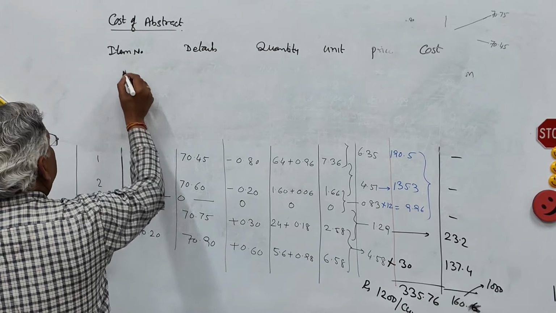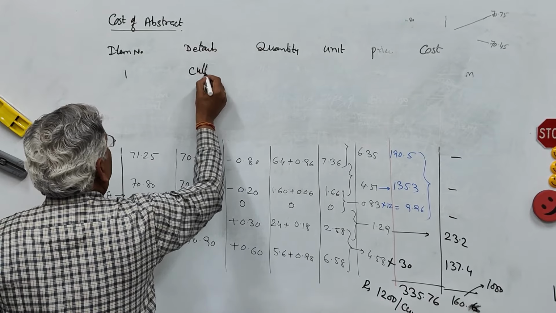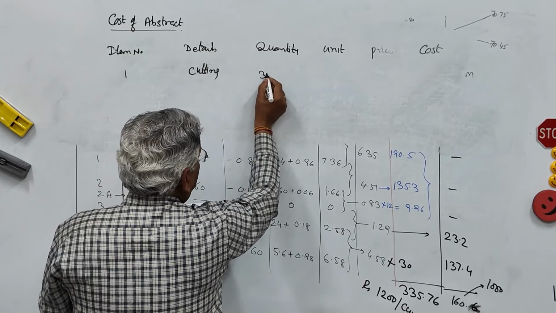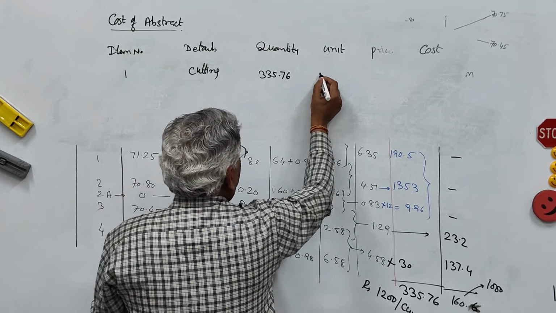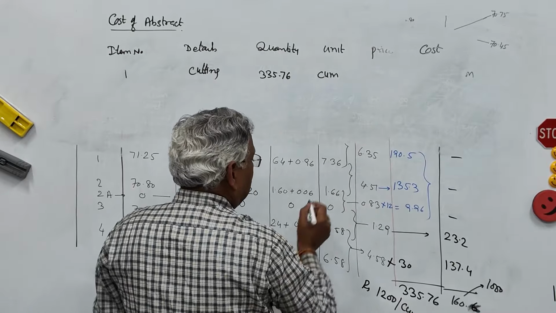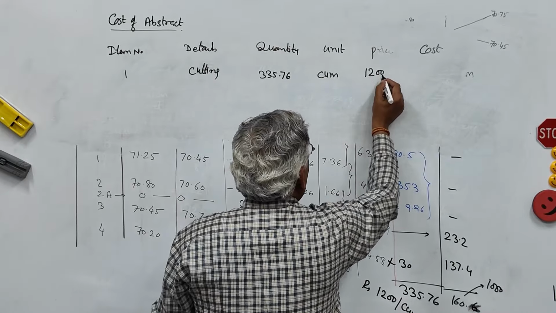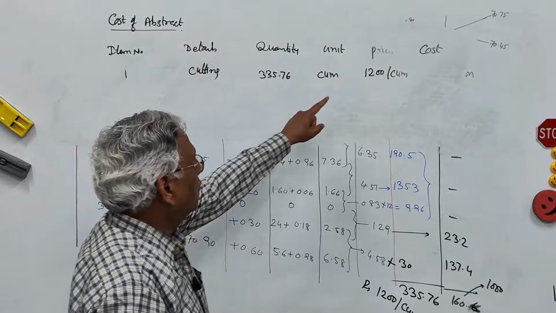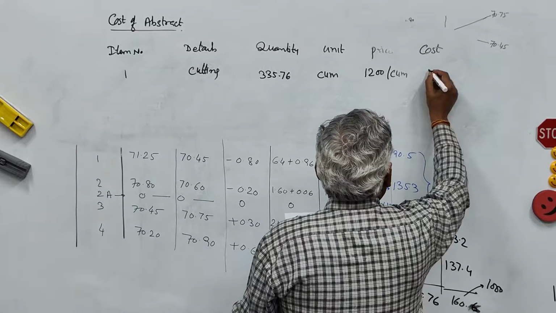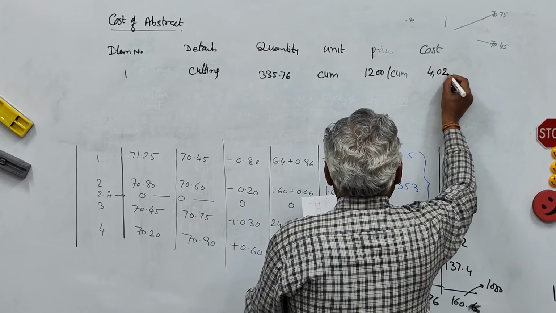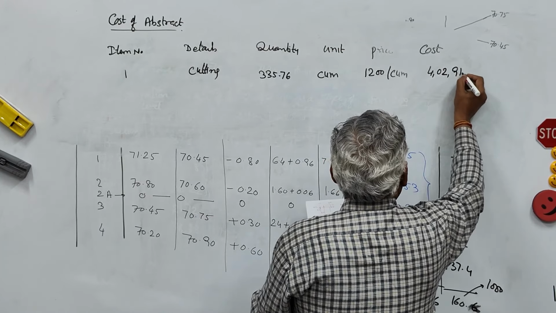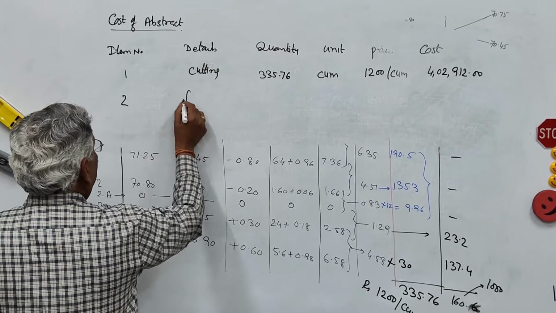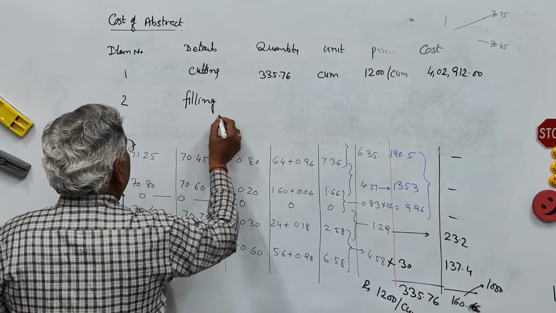So item number 1 is earthwork in cutting. Quantity is 335.76, unit is cubic meter. Rate is rupees 1200 per cubic meter, and therefore the cost will be 1200 multiplied by this, which is 4,02,912 rupees. Item number 2, the earthwork in filling or earthwork in banking.